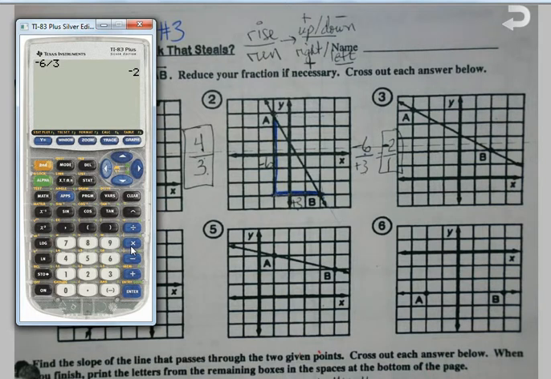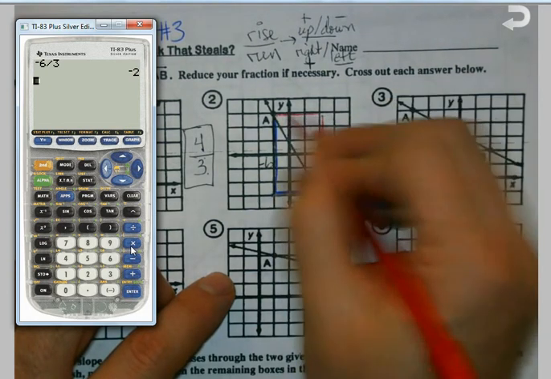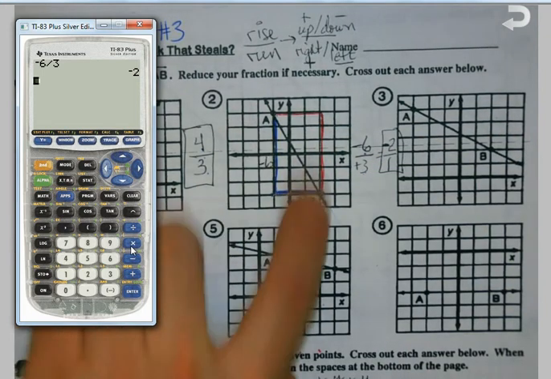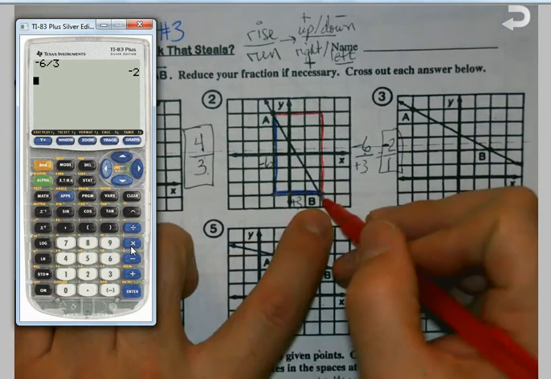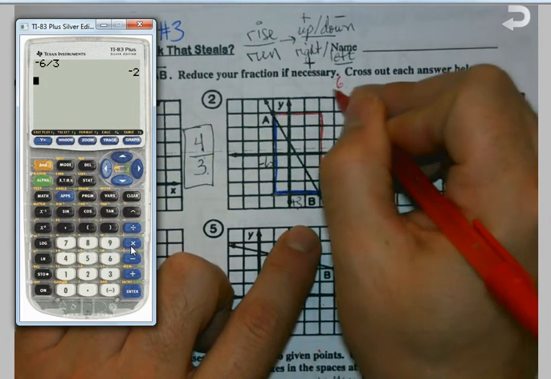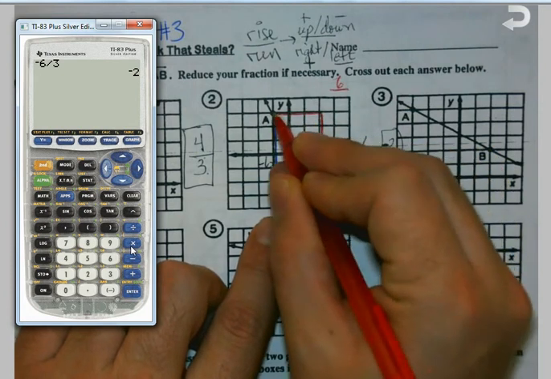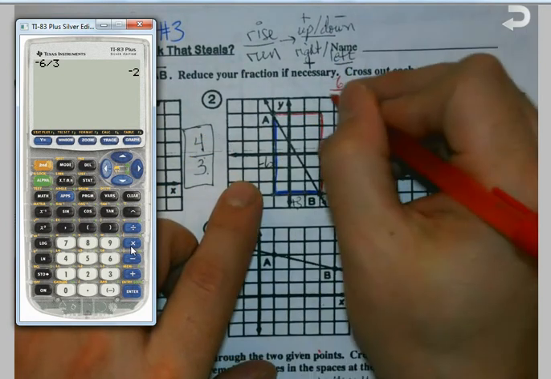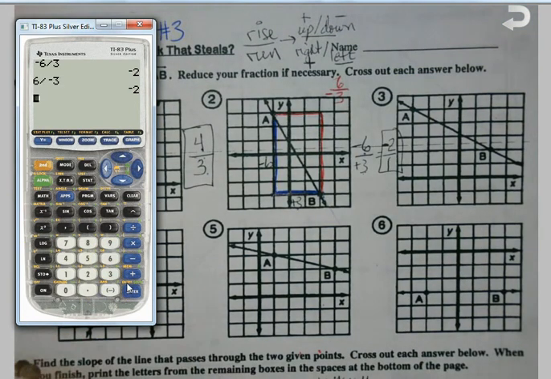But let me take Caitlin's question on. Well, what if I didn't do it that way? What if I said I'm going to go this way instead? That's okay. If I went this way instead, here's the only thing. I always have to do my up or down number first. So this time I'm going to go from B to A. So I'd go 1, 2, 3, 4, 5, 6. I'd have a positive 6 going up, because I went up. But then I'm going to go left, 1, 2, 3. If I go left, that's negative. So if I do 6 divided by negative 3, I still get negative 2. So I still get the same answer no matter which way I go.